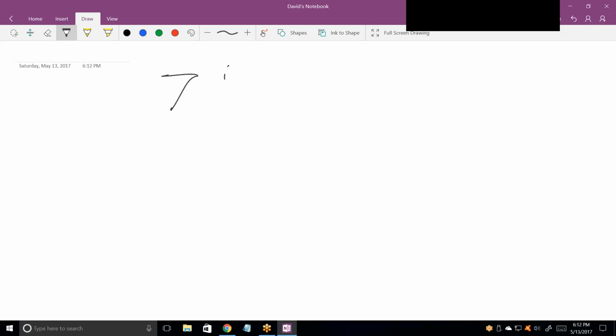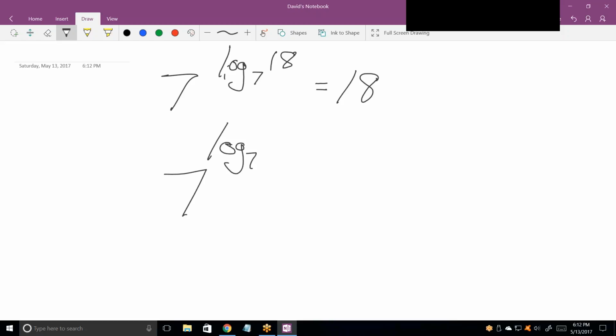7 to the log base 7 of 18. What's that equal to? Does the log 7 cancel? Uh-huh. 7, that's b to the log base b. So that's always equal to whatever the argument is. Okay. If I had this, let's make it a little more complicated. What's that equal to?